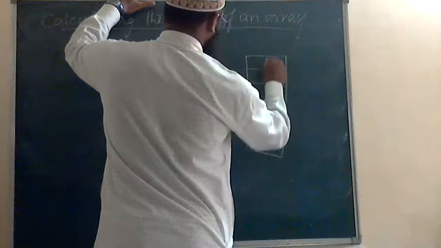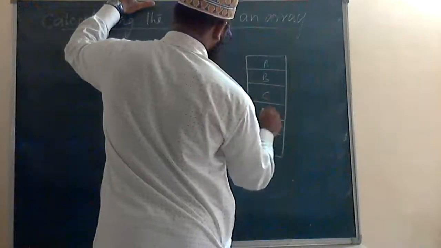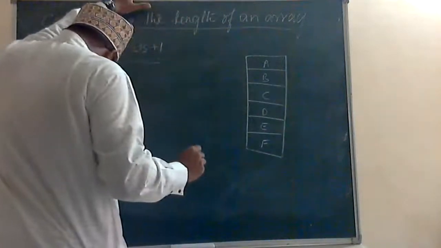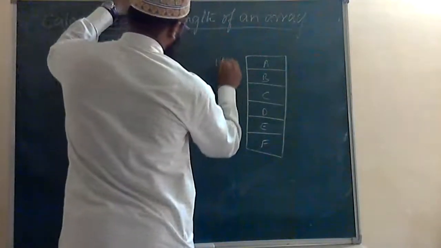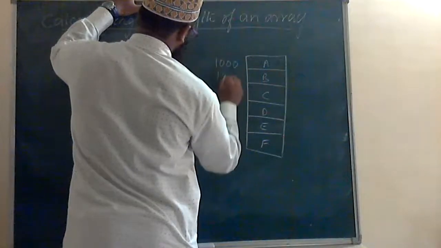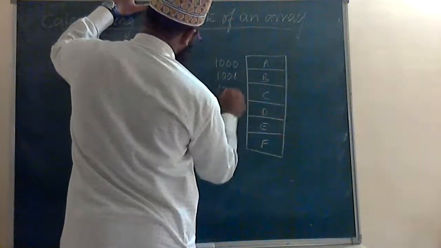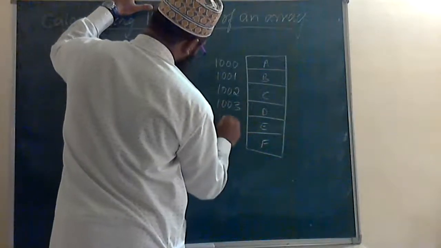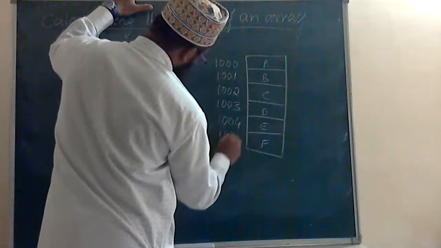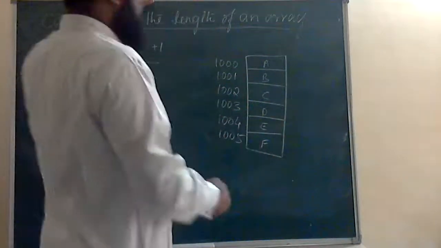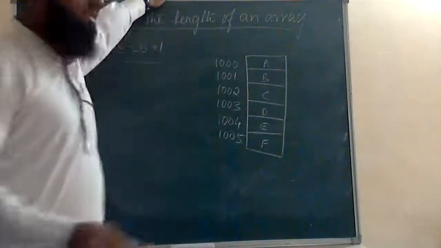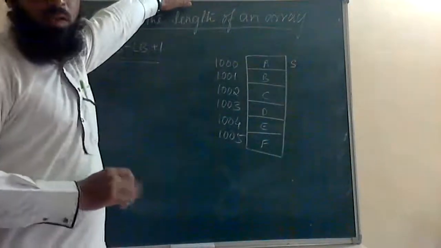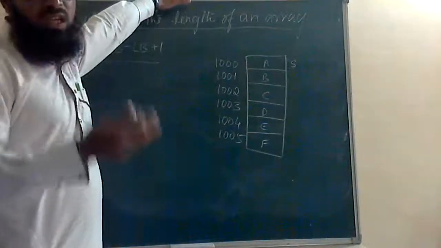Okay, here 6 elements are there, no problem. C, D, E, F. And the address will be taken like this: 1000, then 1001, 1002, then 1003, then 1004, then 1005. And how can the subscripts be given? We will take the array name as S. It is not necessary to take it as A itself.